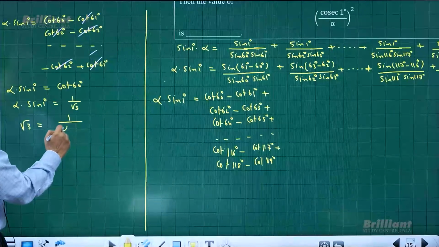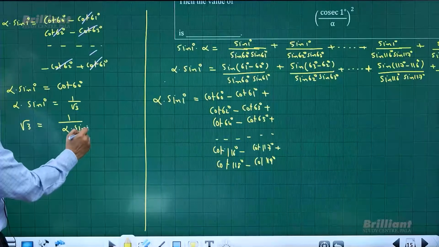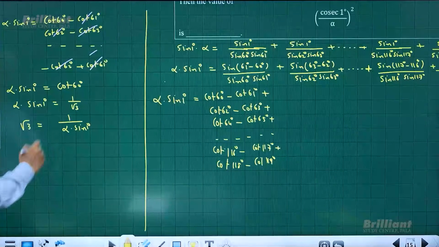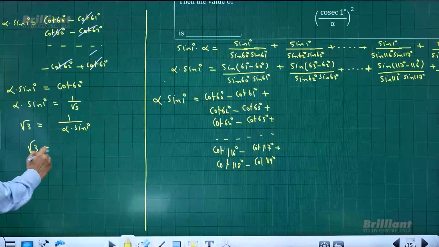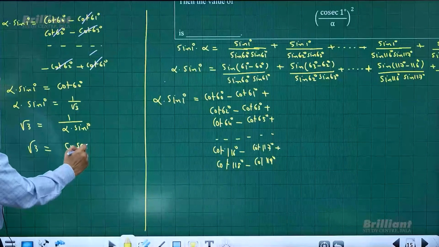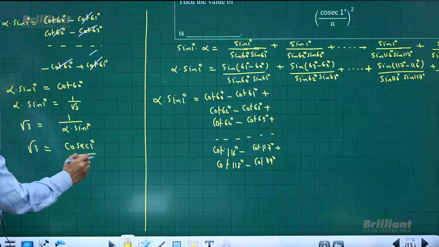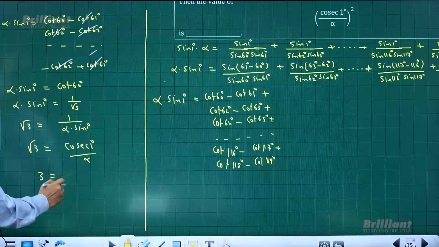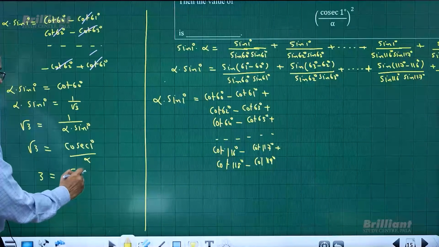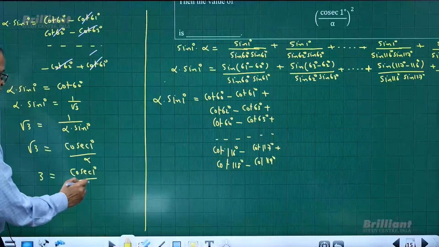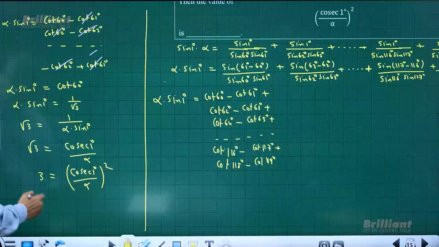This is 1 by alpha into sine 1 degree. Sine 1 goes to the numerator as cosecant. So root 3 is cosecant 1 degree by alpha. Square both sides. So this is cosecant 1 degree by alpha squared. So 3 is the answer.